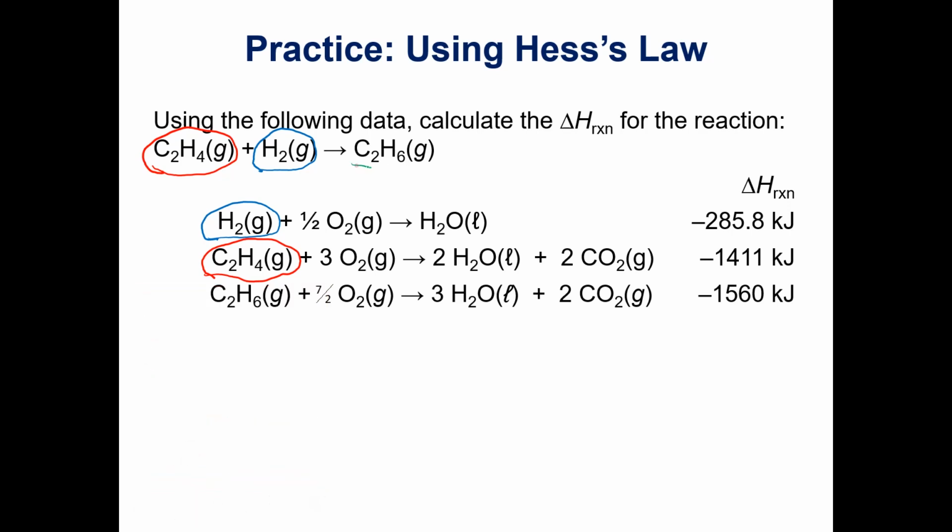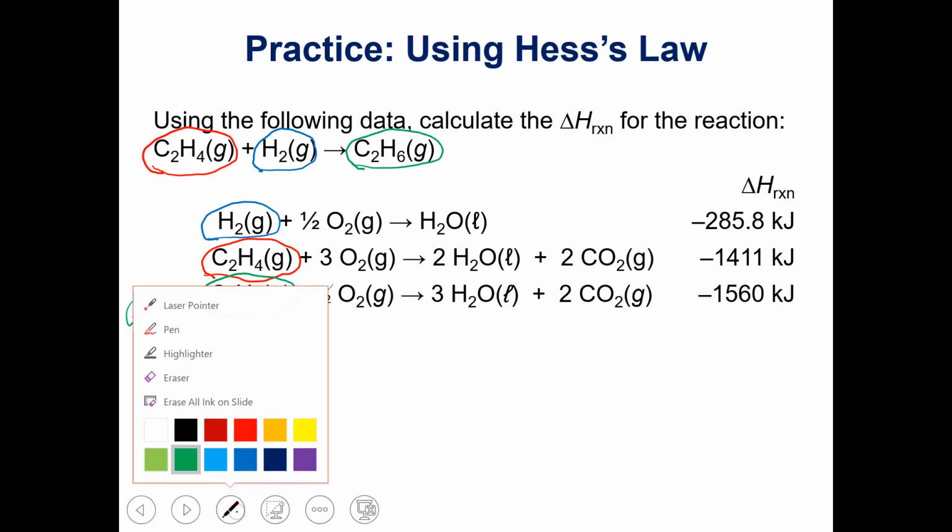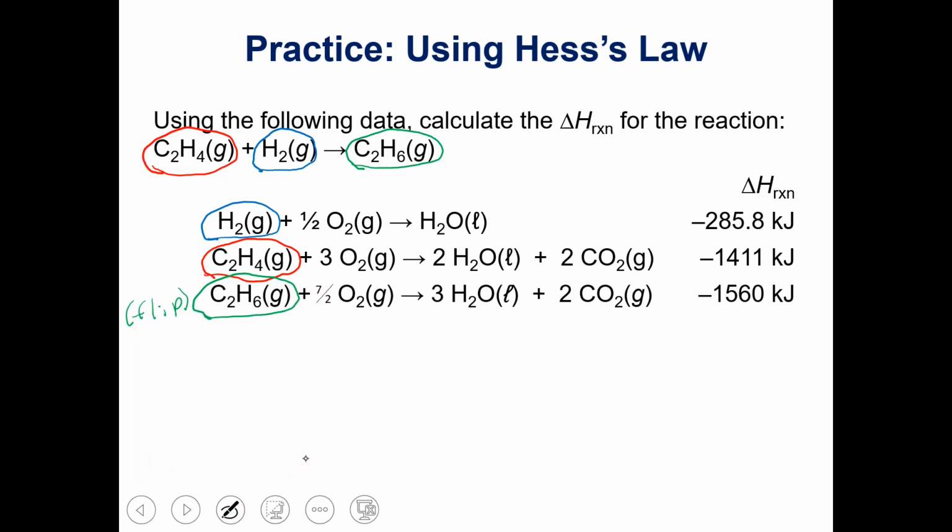And then on the product side, we want C2H6 as a gas. If we look through our 3 reactions, we have C2H6 as a gas, but it's on the reactant side of the equation, and we want it on the product side. So what we can do is flip this equation, and when we flip it, we will also have to flip delta H. So I'm going to copy our reactions down here at the bottom.